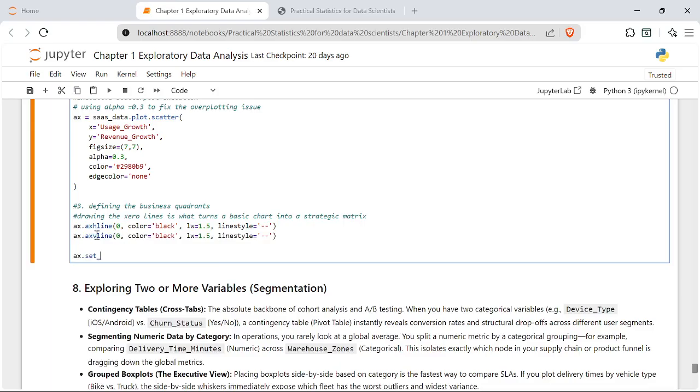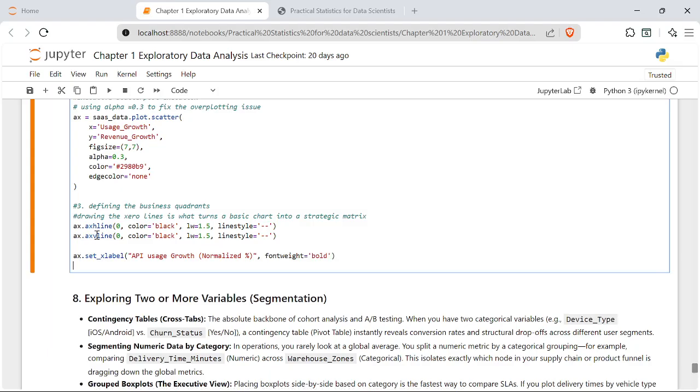ax.set_xlabel as API usage growth, normalized percentage, fontweight equals bold. ax.set_ylabel as account revenue growth, normalized percentage, fontweight equals bold.